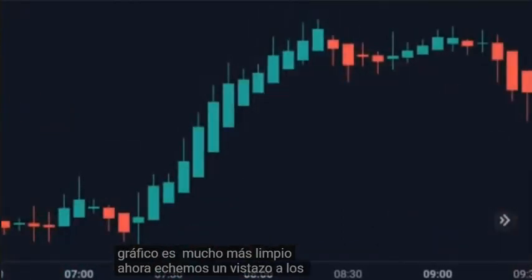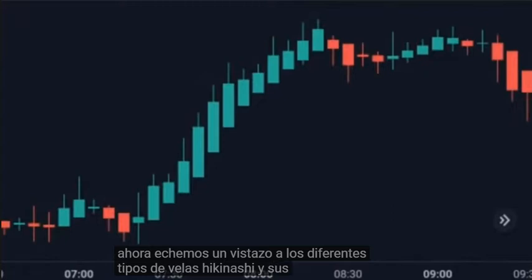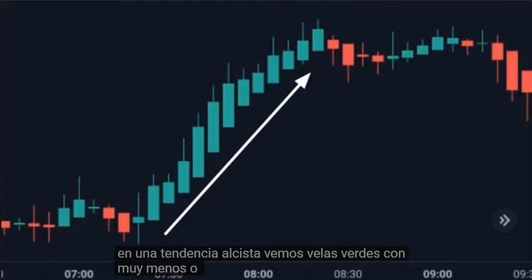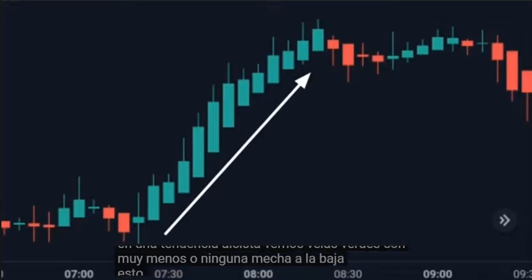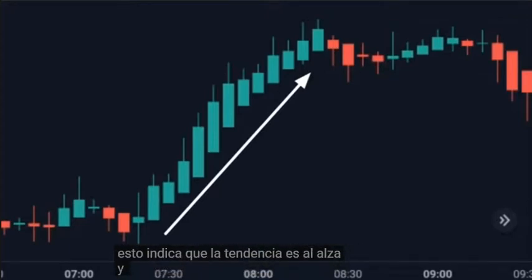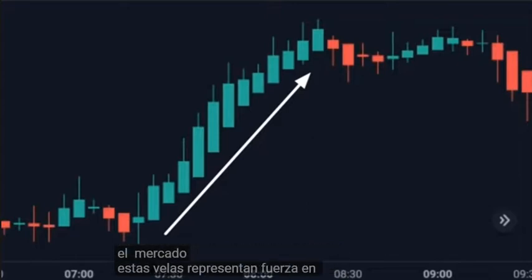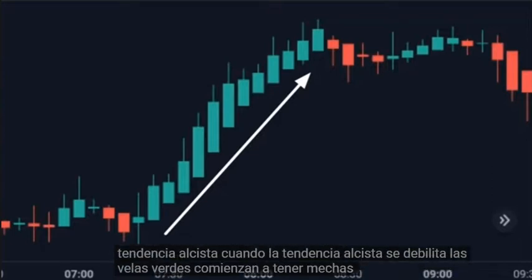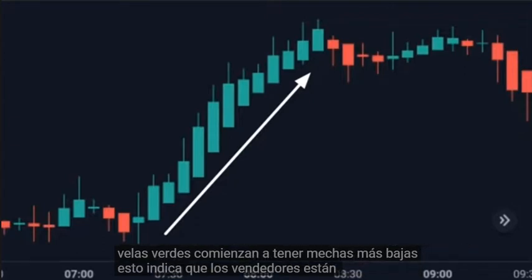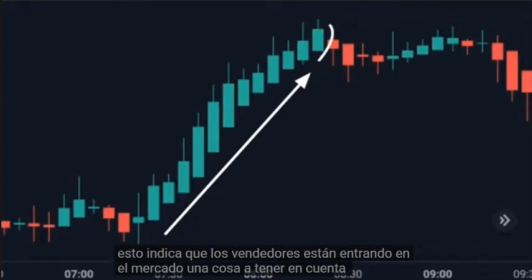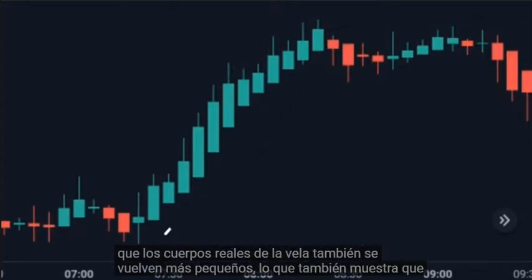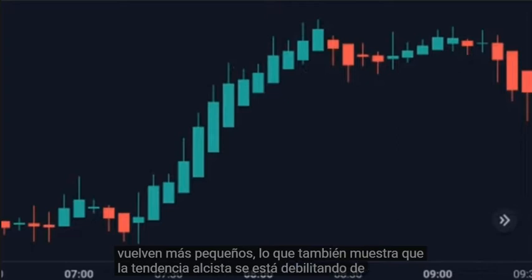Now, let's take a look at the different types of Heiken Ashi candles and their meanings. In an uptrend, we see green candles with very little or no wicks on the downside. This indicates that the trend is upward, and there are practically no sellers in the market. These candles represent strength in an uptrend. When the uptrend weakens, the green candles start to have lower wicks. This indicates that sellers are entering the market. One thing to note here is that the real bodies of the candle also become smaller, which also shows that the uptrend is becoming weaker.